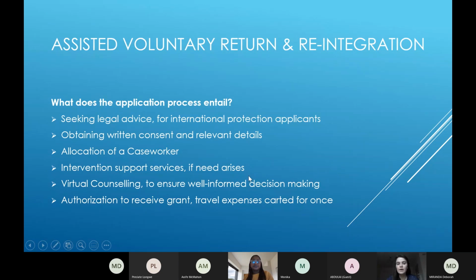Hi, everyone. So thank you, Kuda, for providing the presentation so far, and also to Aoife. It was really interesting, so thank you.